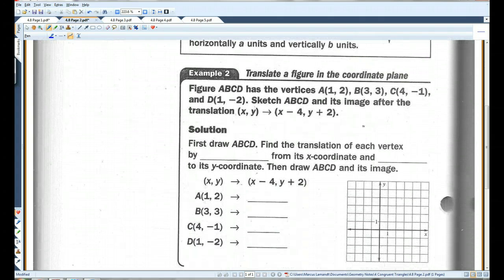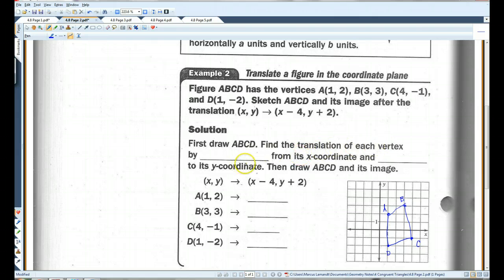So for example, figure ABCD has vertices A(1, 2), B(3, 3), C(4, -1), and D(1, -2). I'm going to sketch this. Here's A. Here's B. (4, -1), here's C. (1, -2), and here's D. Okay? Imagine those lines are straight. Okay, first draw ABCD, we did that.